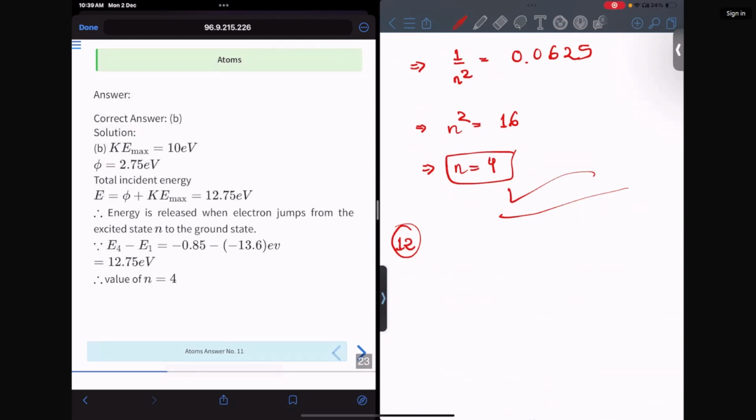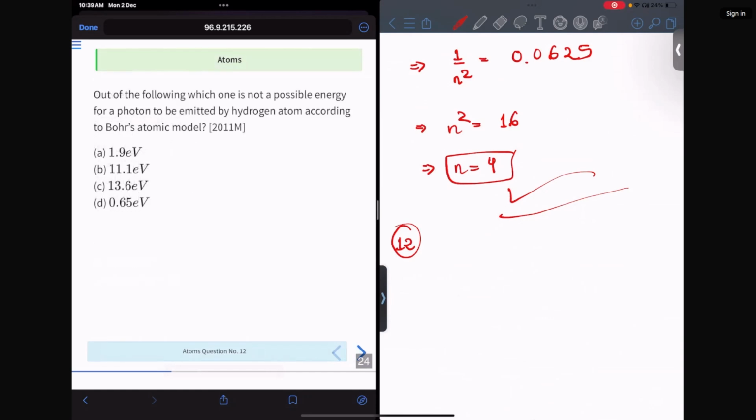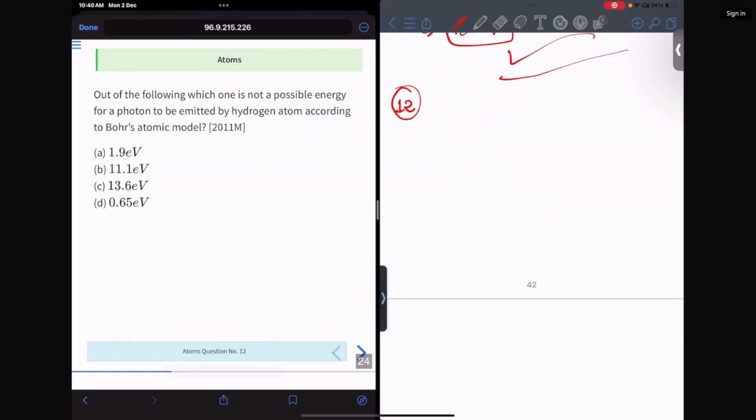Question number 12 says, out of the following, which one is not a possible energy for a photoelectron to be emitted by hydrogen atom according to Bohr's atomic model?